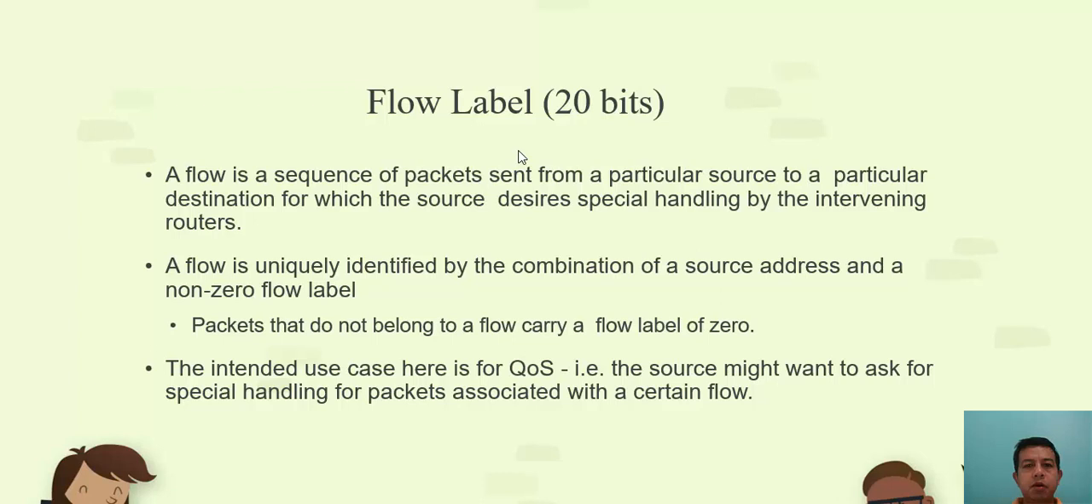The next header field is flow label, of 20 bits. A flow is defined as a sequence of packets sent from a host to a destination for which the source desires special handling by the intervening routers. That means flow label is simply an identification of a particular stream of data. Say A and B are in communication and different types of data are flowing from A to B. There may be some text data, there may be some audio video data. So a flow label identifies a particular stream.